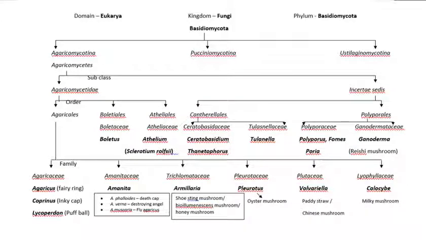Now we will see the taxonomic classification under Basidiomycota: Agaricomycotina, Pucciniomycotina, and Ustilaginomycotina. Almost all Agaricomycotina are mushrooms. Most cultivable edible mushrooms come under Agaricomycotina.